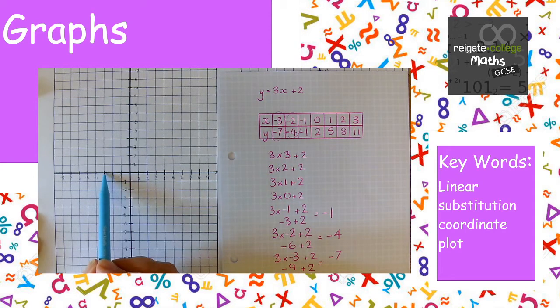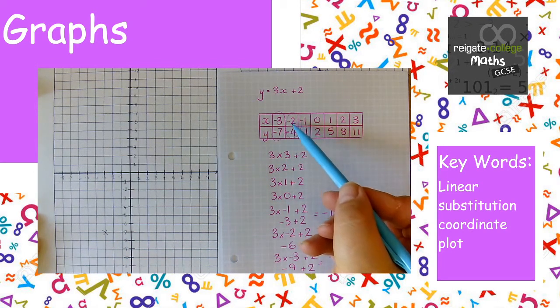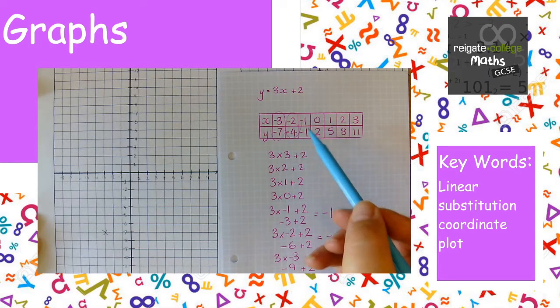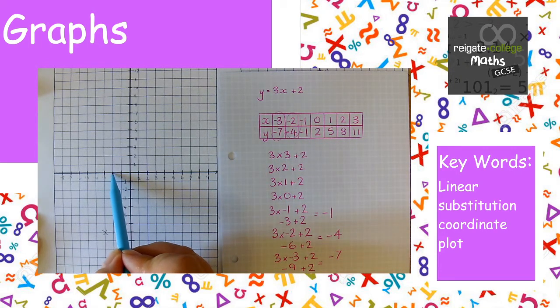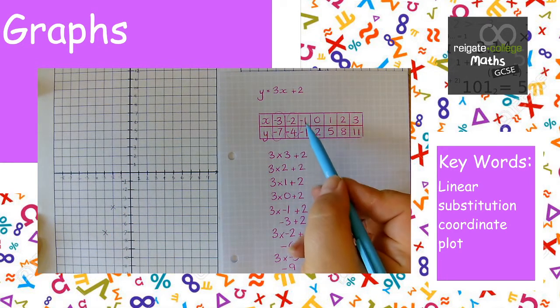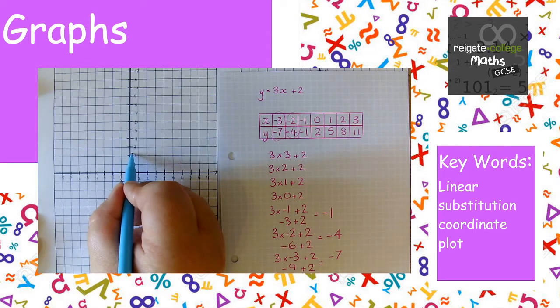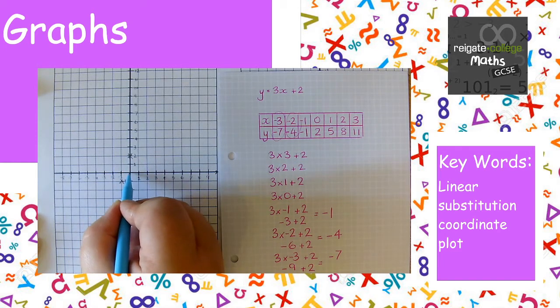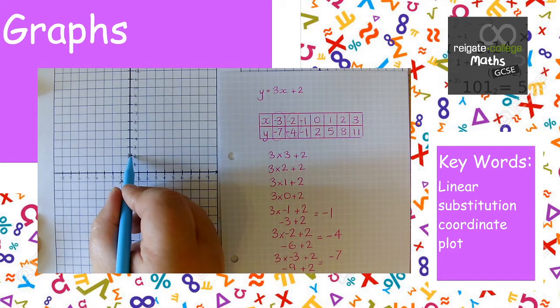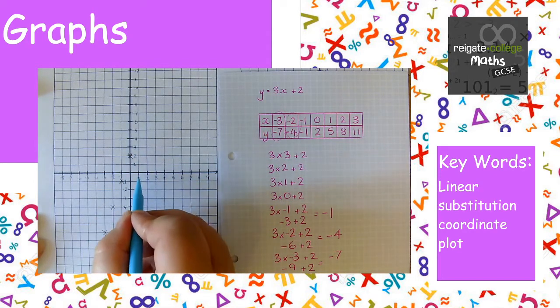-3 along the x-axis, down to -7 on the y. There's my first plot. My second coordinate is -2, -4. -2 on the x-axis, -4 on the y. Now -1, -1. And that's just there. 0, +2 means I'm not moving anywhere on the x-axis, neither left nor right. I'm staying at 0, but I go up 2 on the y-axis.